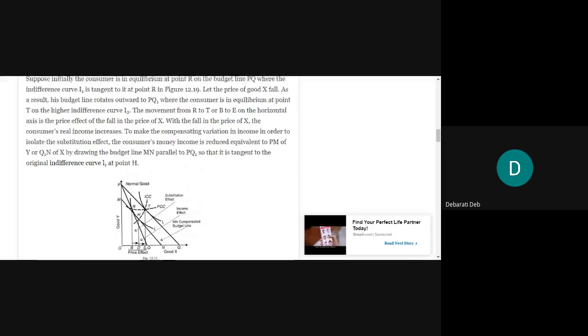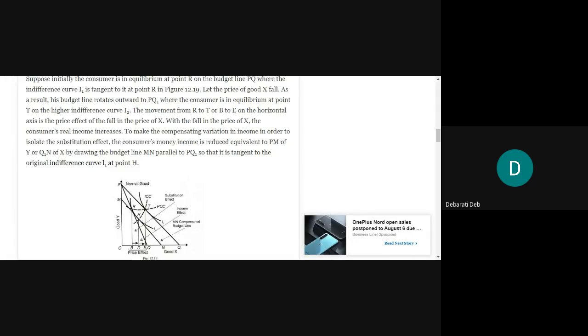Now see, suppose we started with the concept of indifference curve, then we moved on to indifference map, and then we understood the concept of budget line. That concept of indifference curve and budget line will be applied here in order to determine the substitution effect, price effect, and income effect. I will start from the beginning itself, so that it is not started from the middle because it all is linked.